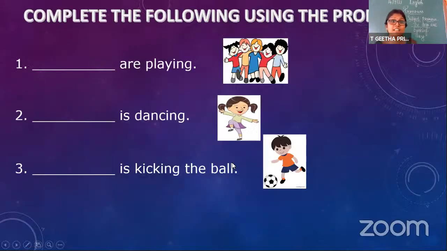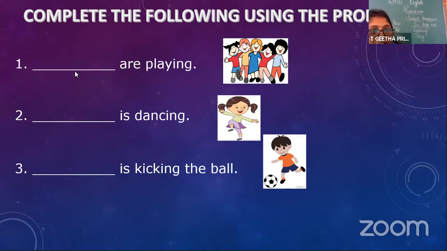Look at the picture, children. Complete the following using the pronouns. Look at the picture and tell me the answer. Dash are playing. Jason, very good. Nitanya, very good. Tanishka, very good. Pragnika, good. Very nice.